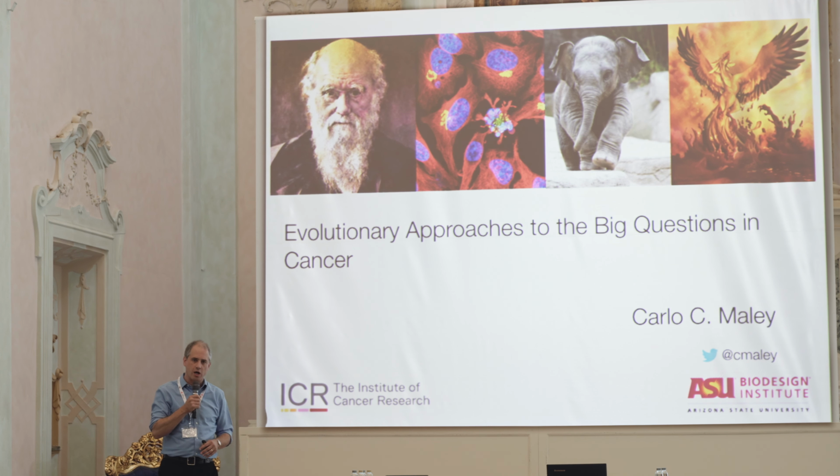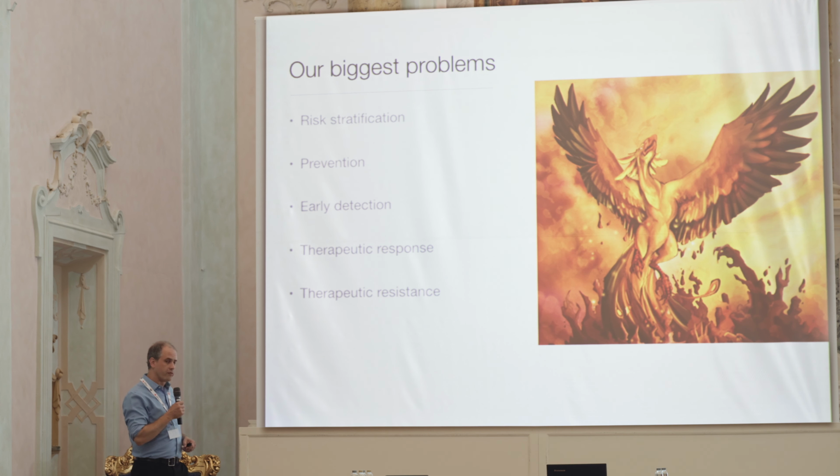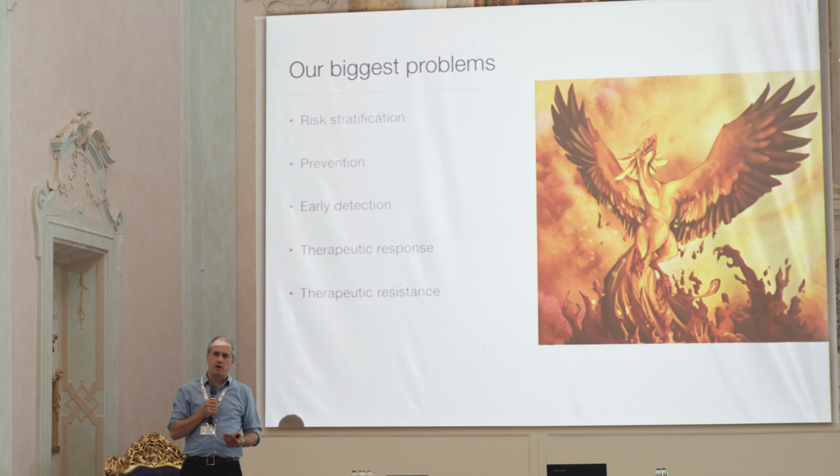What I thought I would talk about today are what are the most important clinical problems we have and how can we approach those problems from an evolutionary and ecological perspective. So for me, I believe the 5 major problems we have in oncology are risk stratification.